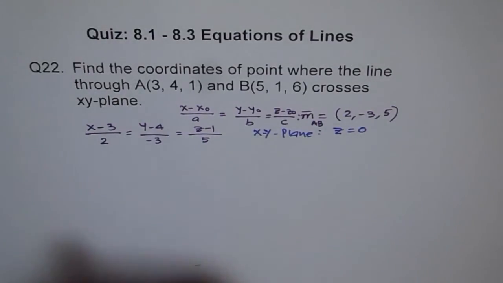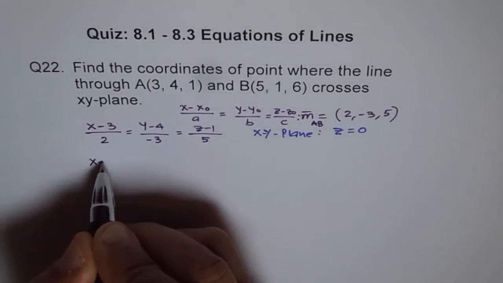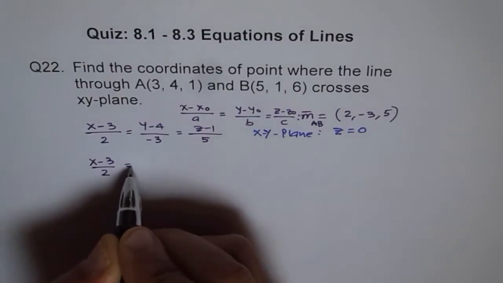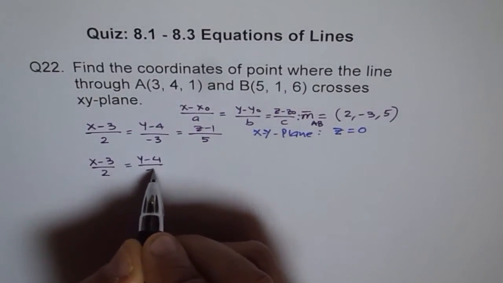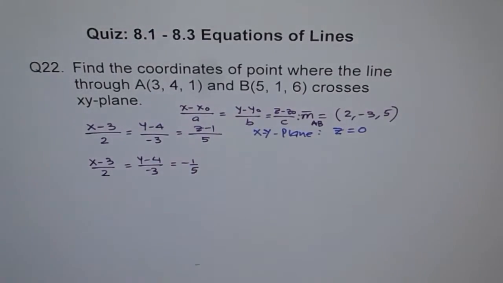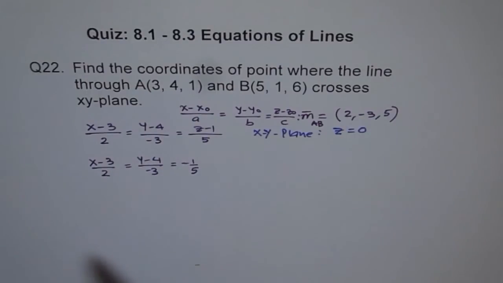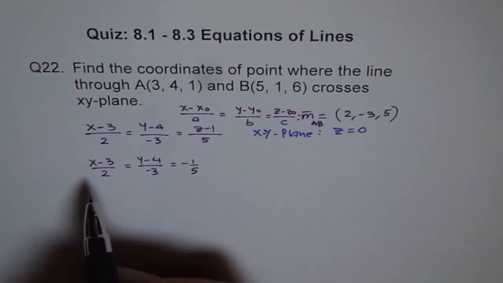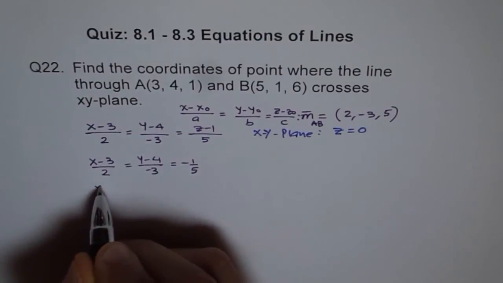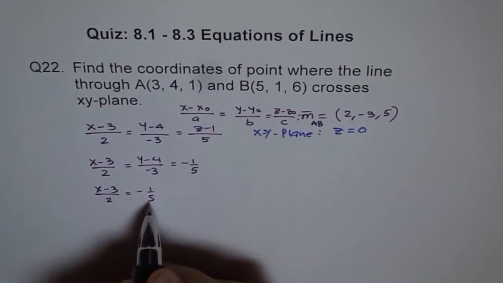So if z is 0, then how does our equation change? We get (x minus 3) over 2 equals (y minus 4) over minus 3, which is equal to minus 1 over 5. So we get this, right? So from the symmetric equation we get this, and from here we can calculate the value of x and the value of y, and then we know our coordinates, correct? So let's use this first part, which is (x minus 3) over 2 equals minus 1 over 5, and you can cross multiply it, right?